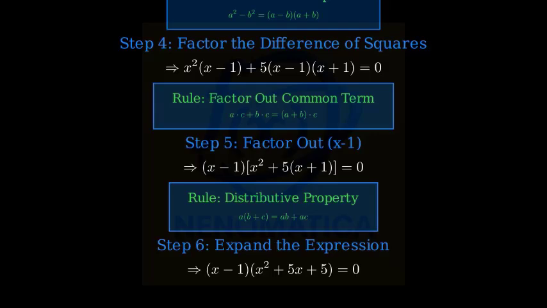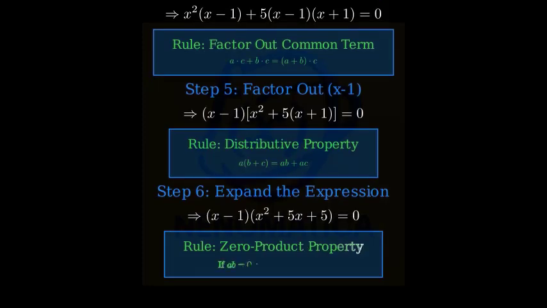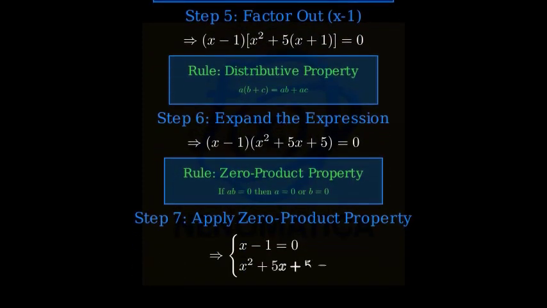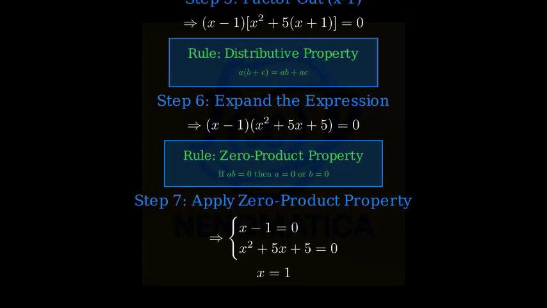equals 0. According to the zero product property, if a product equals 0, then at least one of the factors must be 0. So either x minus 1 equals 0, or x squared plus 5x plus 5 equals 0. From the first equation, we get x equals 1. For the second equation, we need to use the quadratic formula.